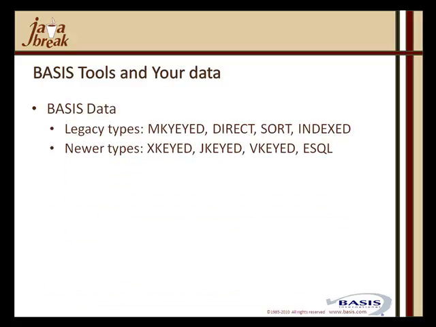Basis data can be divided into two distinct types: our legacy table types like mkeyed, direct, sort, and indexed, and the newer table types that have been introduced with BBJ: xkeyed, which is an extension of the mkeyed type without any of its constraints; jkeyed, which has the journaling, commit, and rollback capability; vkeyed, with its variable length functionality, builds on xkeyed's capability; and ESQL, our exclusive SQL relational database management system table type.